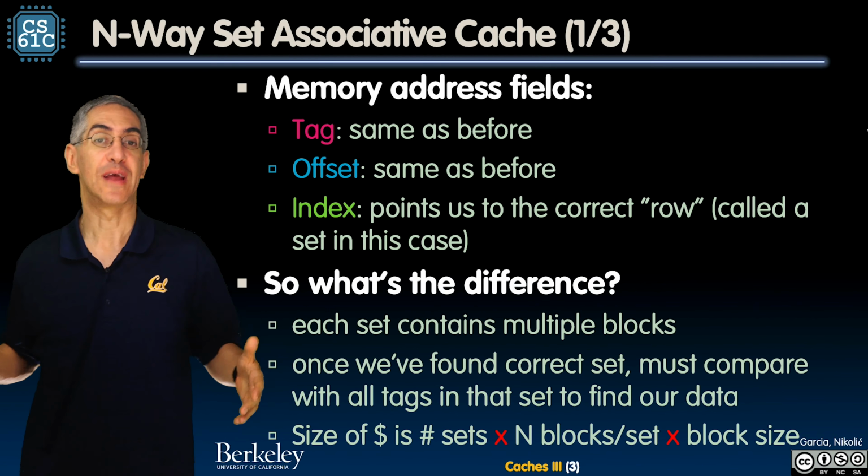Once we're in that set, they're fully associative within a set, and we have to then check all the tags in some kind of parallel comparator to do that. But at small scale, that's doable. At a large scale, it's hard to do, hard to build.